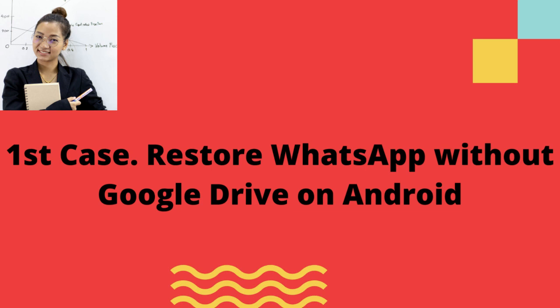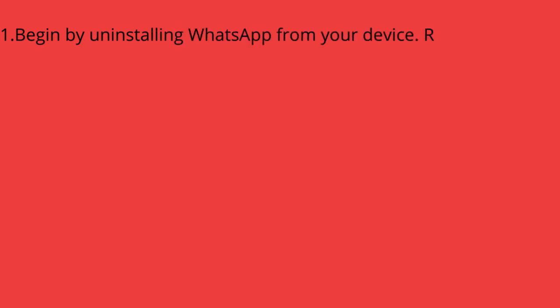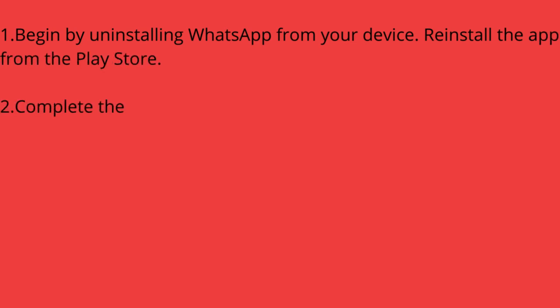First case. Restore WhatsApp without Google Drive on Android. 1.1. Restore WhatsApp messages via local backup. WhatsApp automatically creates a backup of your chats to the device's internal memory every day at around 2 a.m. You can use these simple steps to restore this backup to the device.